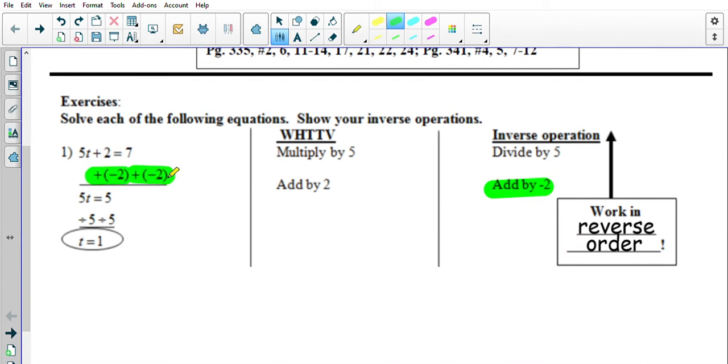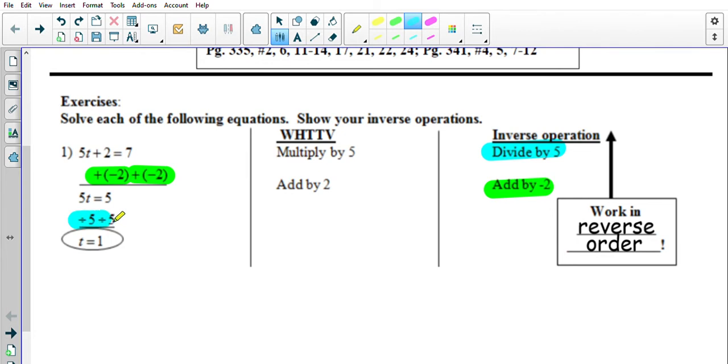You also have the option of subtracting 2. So 2 plus -2 cancels out, but you're still left with 5t. And then on the right-hand side, we have 7 plus -2, which is 5. Notice how once we do our first step, then all we have is a one-step equation left to solve. So again, we're working in reverse order. Now what we're going to do is divide both sides by 5, since that's the inverse of multiplying by 5.